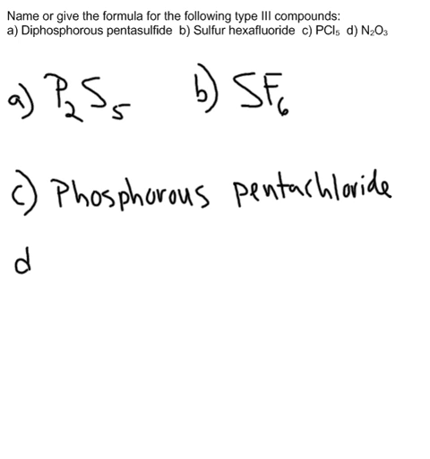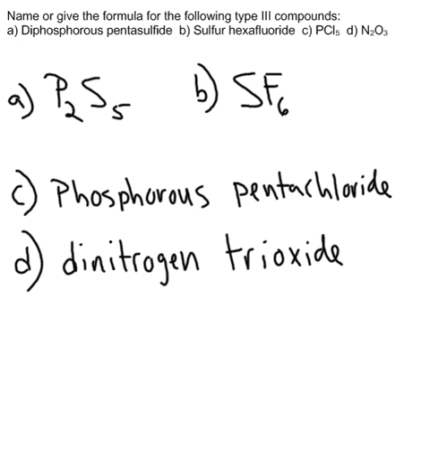D, 2 N's and 3 O's here. So the prefix for 2 is di. So we would have dinitrogen. And there's 3 oxygens, so it would be trioxide. Note that the second non-metal here gets the ending "ide" in all these cases, but the first one just gets the prefix, so diphosphorus, not phosphide, right? That's only the second one.